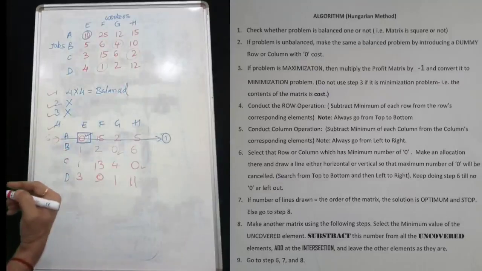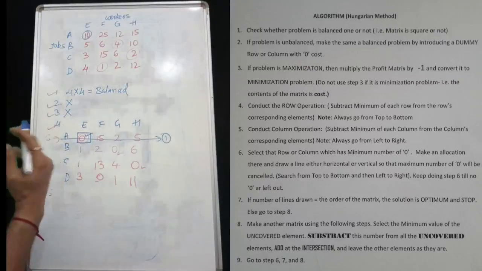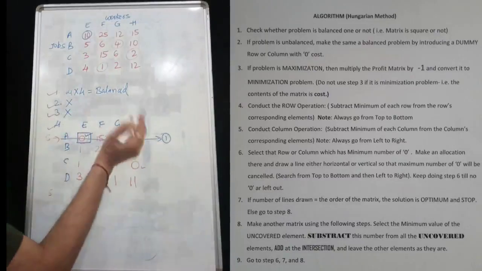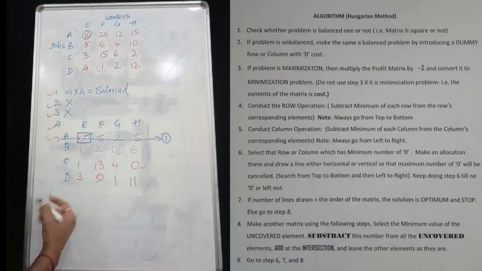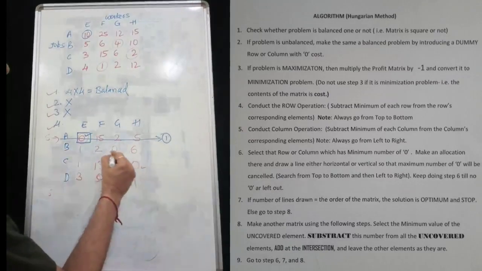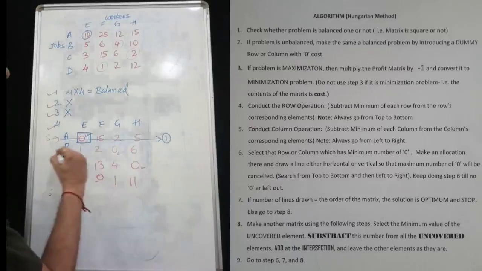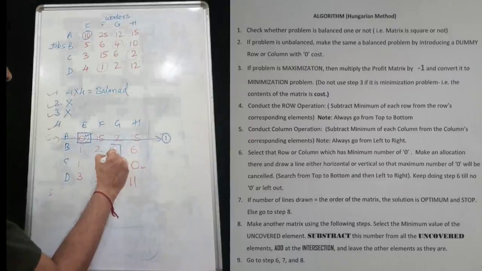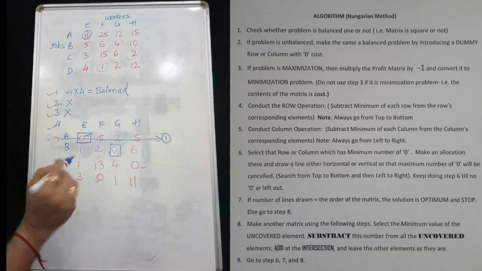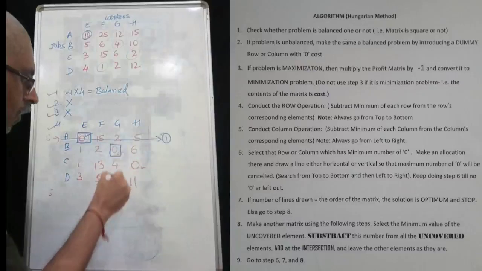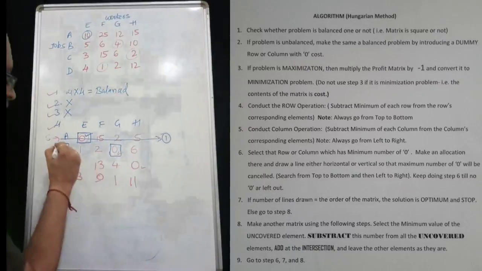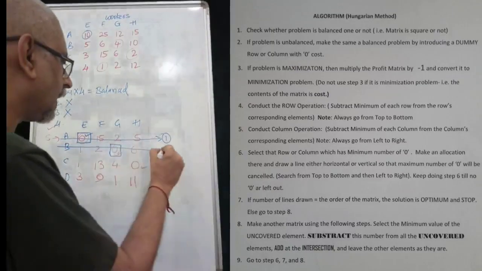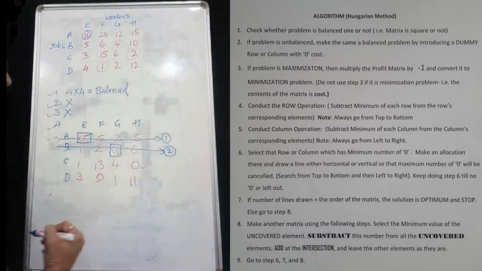Start from top to bottom again. Remember, we are going from top to bottom and left to right. Once you finish from top to bottom, then you go from left to right. Now the first row is over. Let's go to the second row. Find the minimum number of zeros. I have got one 0 here. Allocate there. Draw a line to cancel the maximum number of zeros. Now if I draw a vertical line, I cannot cancel any zeros. If I draw a horizontal line also, I cannot cancel any zeros. Draw however you want. You can cancel it like this and call it 2.